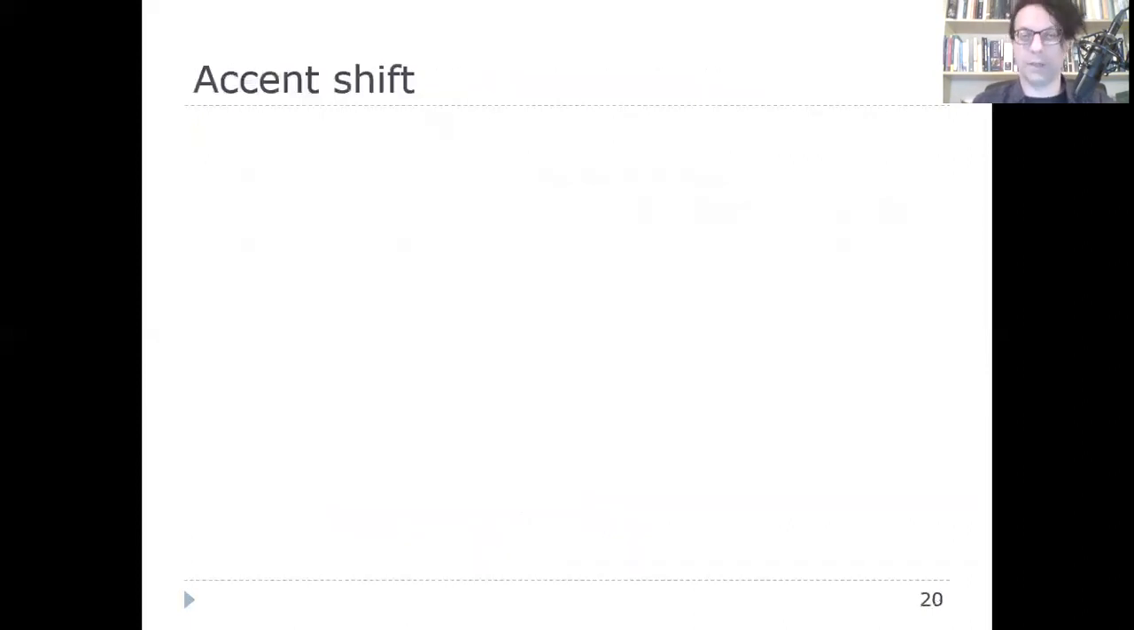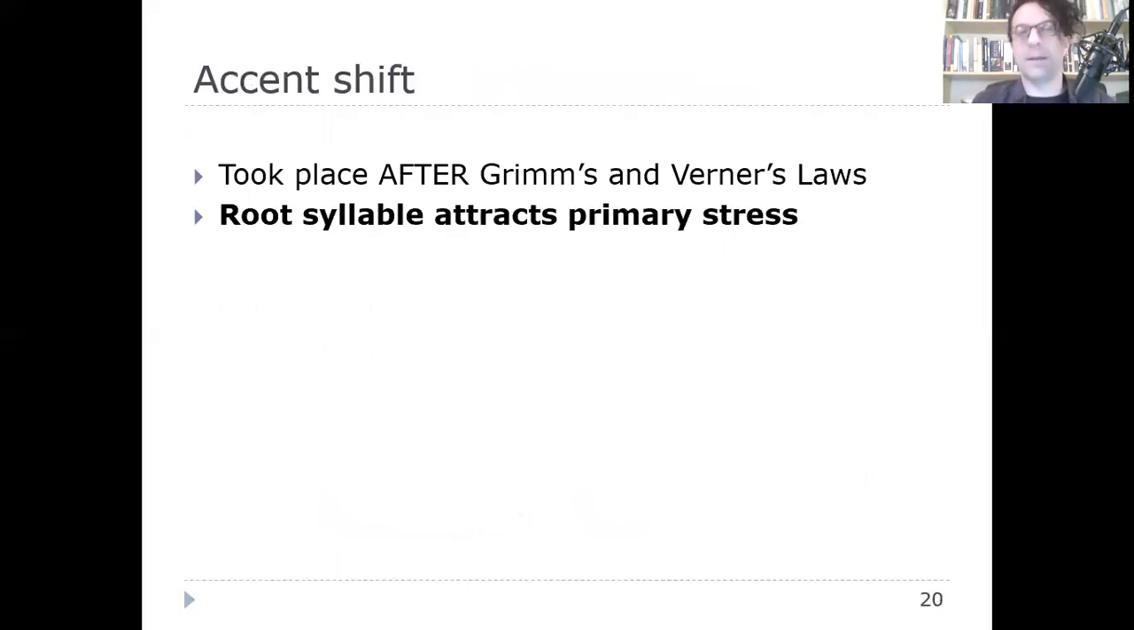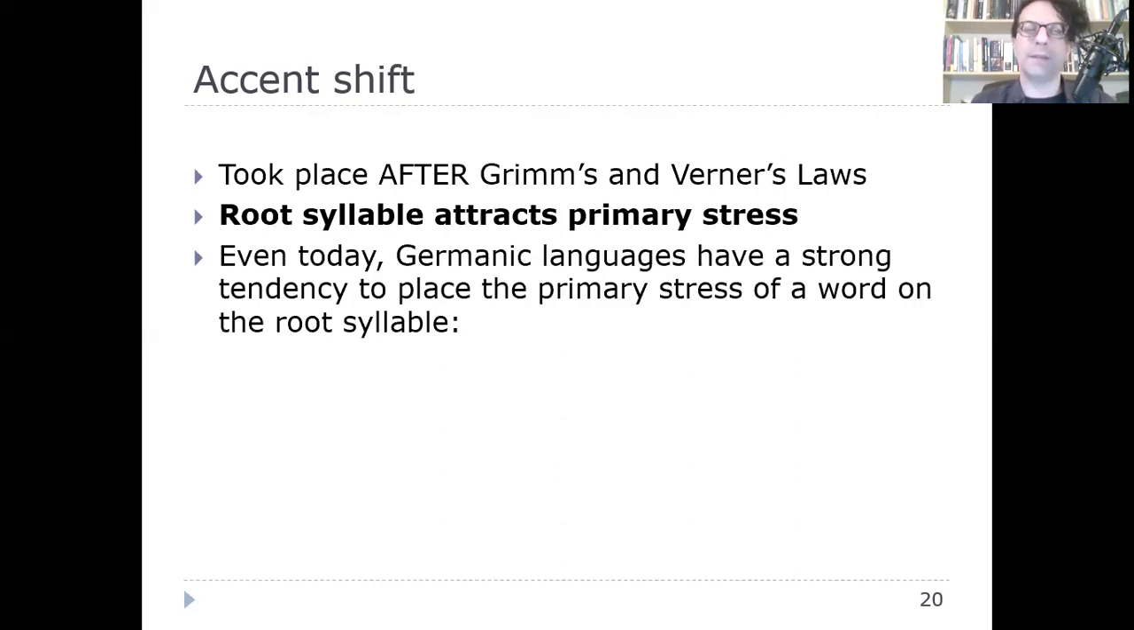Okay, the accent shift or the stress shift just mentioned is another shift that took place after Grimm's law and after Werner's law took place, after these sound changes took place. And that's simply the fact that in Germanic languages, after all of these laws, after all of these sound changes, root syllables attracted the primary stress. And this is something that's very true about Germanic languages. Even today, Germanic languages have a strong tendency to place the primary stress of a word on the root syllable and not, for example, on a suffix.